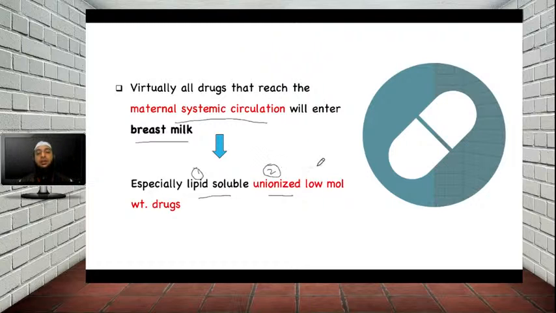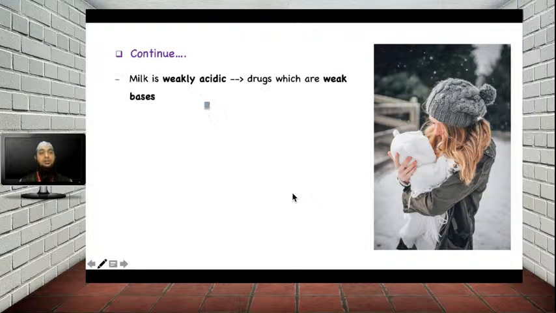And the third property: the drug must have a low molecular weight. If that is the case, a lipid-soluble drug in the unionized form with low molecular weight can easily enter the milk, and it may produce a risk to the patient.